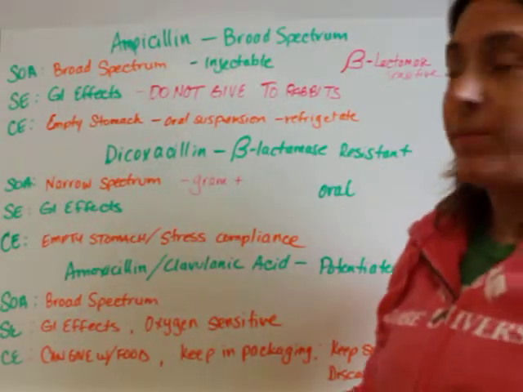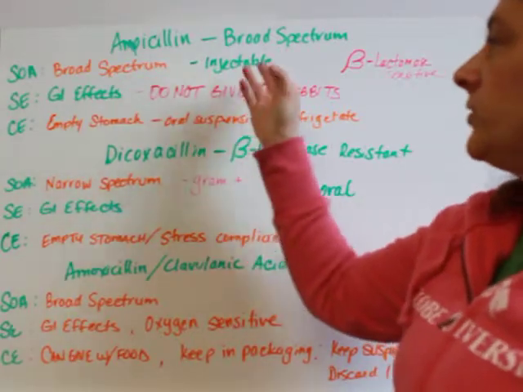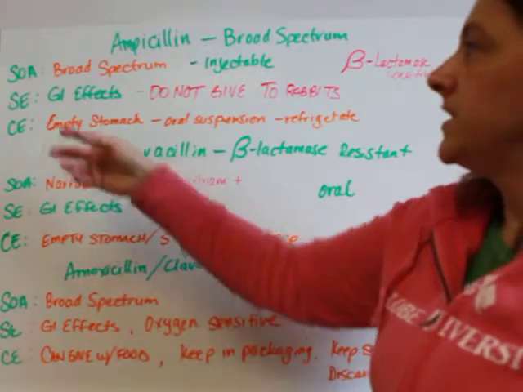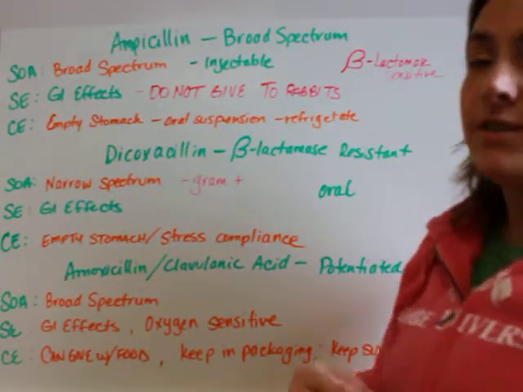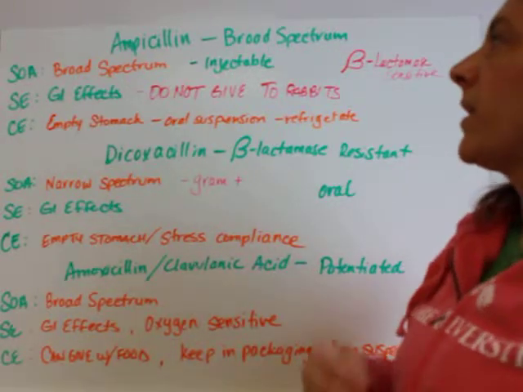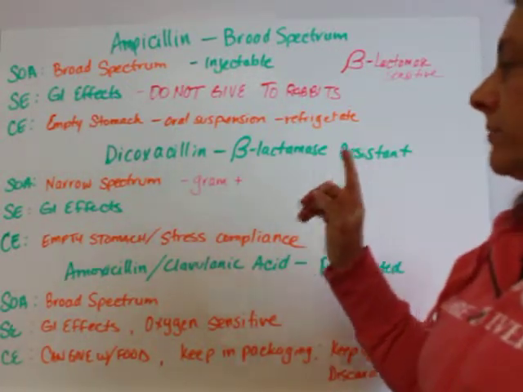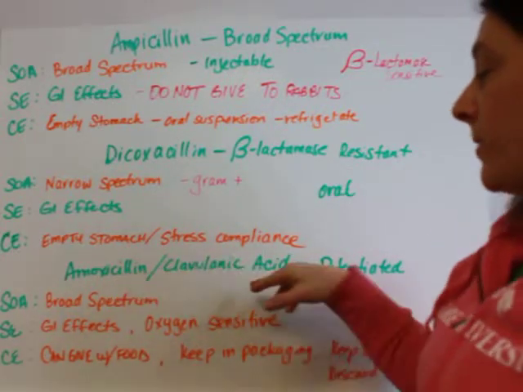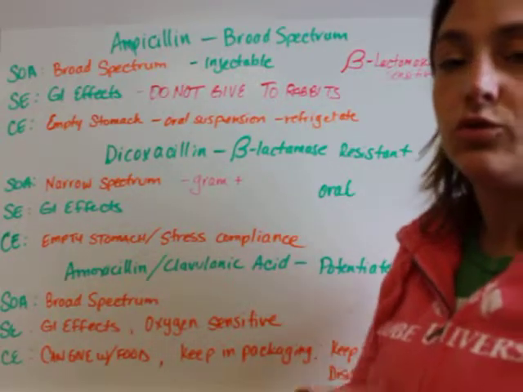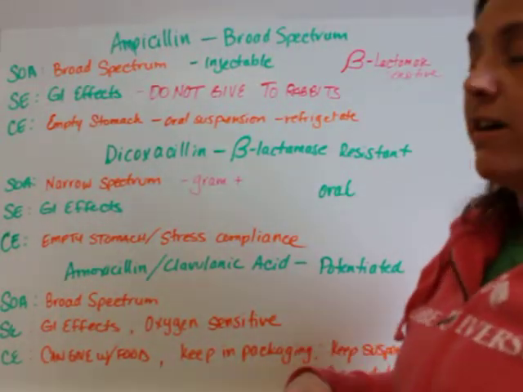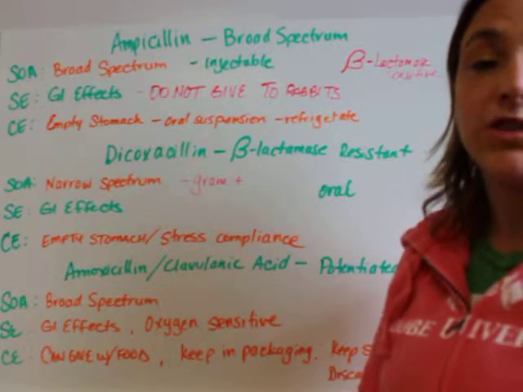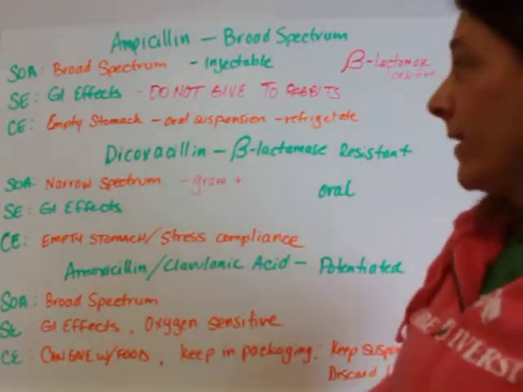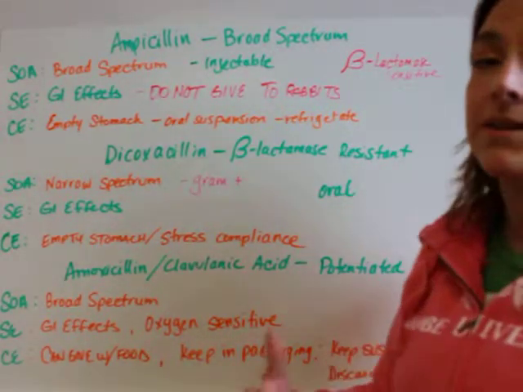So a broad spectrum penicillin is ampicillin, and this is generally used in clinics as an injectable. Okay, it's broad spectrum. It does have some GI effects. You do need to make sure that you never give penicillin, or ampicillin, amoxicillin, or even clavamox, which is amoxicillin clavulanic acid, to rabbits, because it kills off the beneficial bacteria in their stomach, and it can actually cause severe gastric enteritis, and it can kill a rabbit. So please be cautious when you're using penicillins in rabbits.